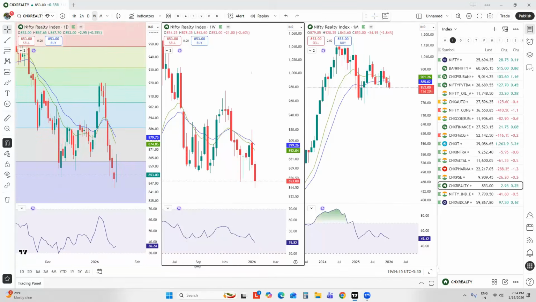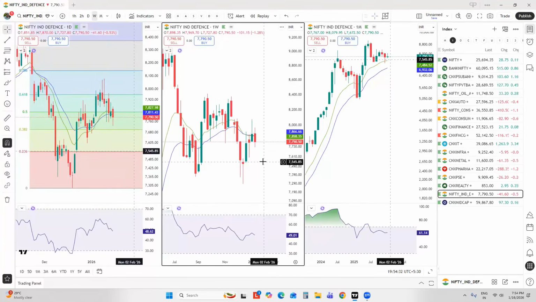The trend and momentum in the daily and in the weekly time frame charts both are on the downside. So as a short-term trader, we need to understand that any trade taken on the upside may not be successful. So just be careful about that.